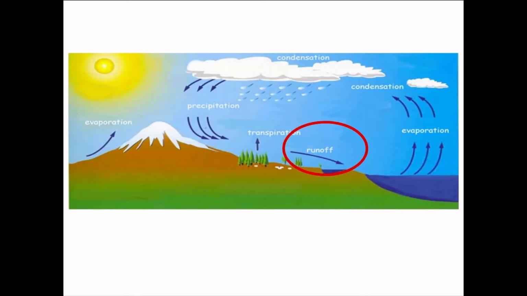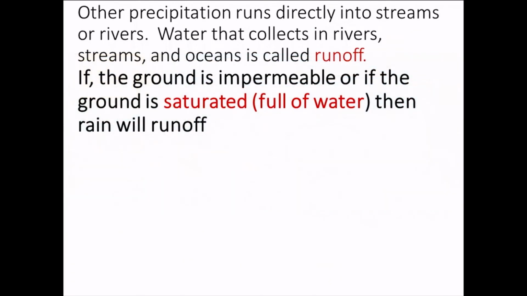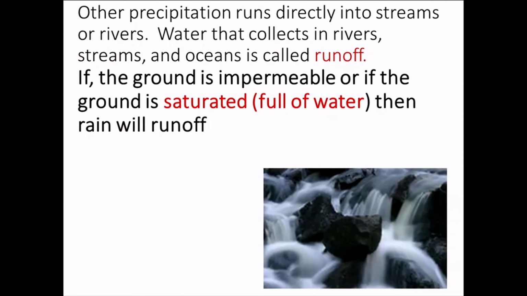Next, we will look at runoff. Runoff is when water does not soak into the ground after precipitation. So runoff will occur in two different scenarios. One, if the ground is impermeable, which means it does not let water soak through it. Or two, if the ground has received so much water already that it is full of water, or known as saturated. In that instance, no more water can seep into the ground, so it runs off the surface.